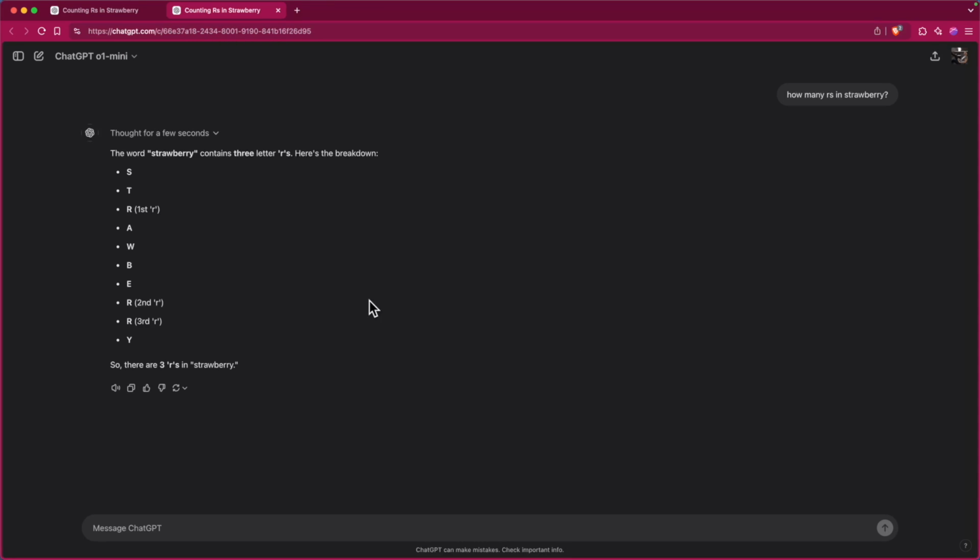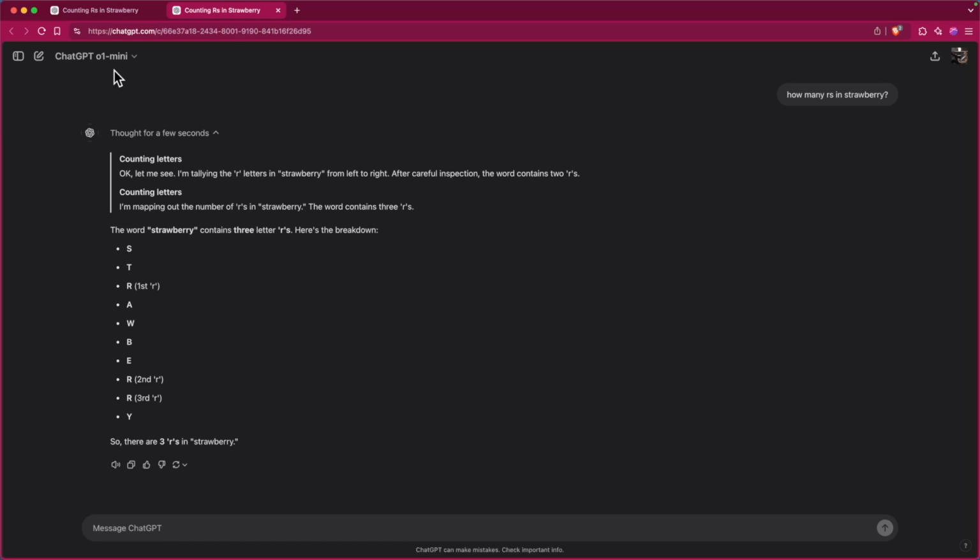Before I wrap up here, I wanted to point out, if you come up to where it says thought for a few seconds, you can expand this. And if you do so on o1-mini, you can see the first thing it does here, it counts letters. So this is the first attempt it's making. And it says, I'm tallying the letters R in strawberry from left to right. And after careful inspection, it actually says there's only 2. Interesting though, the next step in the process here, it's counting letters again, I guess, I'm not certain, or verifying it. And in this case, it's mapping out the number of R's, and it comes up with 3 R's. I don't know what's different between the 2 steps. Perhaps the second step here is able to reflect on the first, and so perhaps that's how it comes up with the right answer. And so that was o1-mini's reasoning.